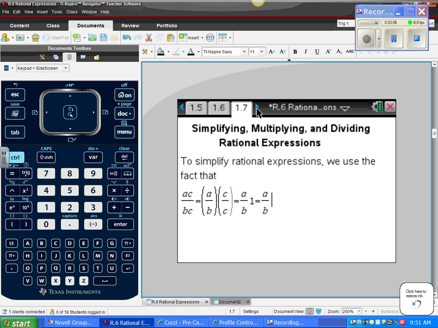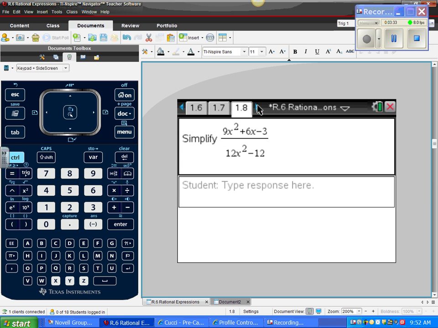All right, so simplifying, multiplying, and dividing rational expressions. To simplify, we're using our knowledge that a times c over b times c is the same thing as a divided by b times c divided by c. We know c divided by c is 1, which means that they simplify to 1, and we're just left with a over b. So we're going to use that to simplify these rational expressions.